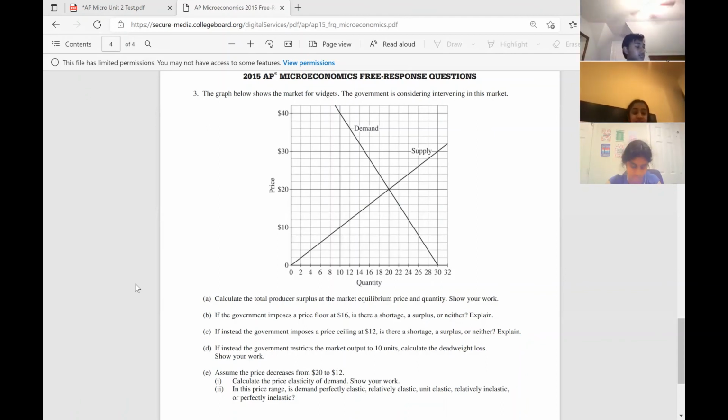For C, they're saying if instead the government imposes a price ceiling at $12, will there be a shortage, a surplus, or neither? We should remember that price ceilings on graphs are usually below the equilibrium, and here the equilibrium price is $20. So we know that this is going to be an effective price ceiling. And price ceilings will create a shortage because the quantity demanded is greater than the quantity supplied.